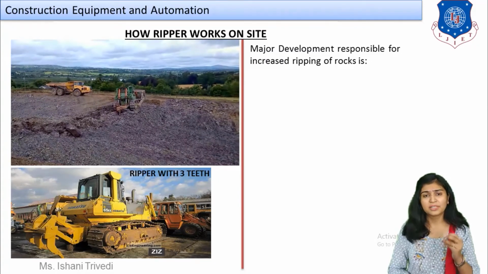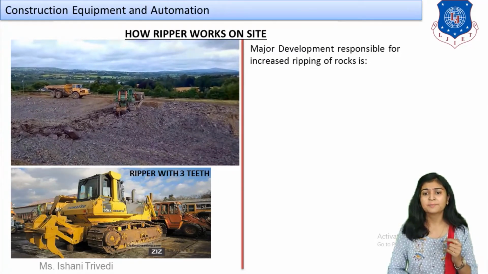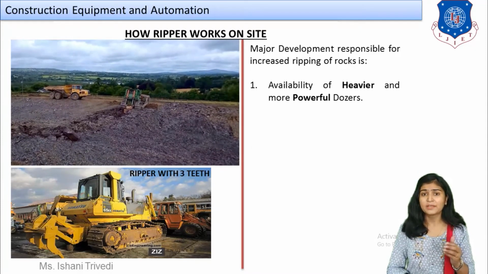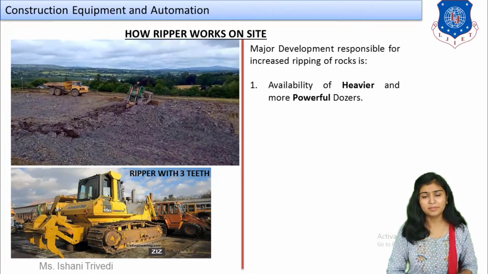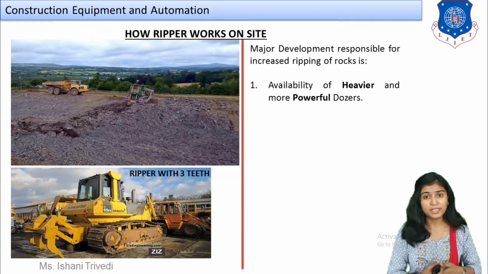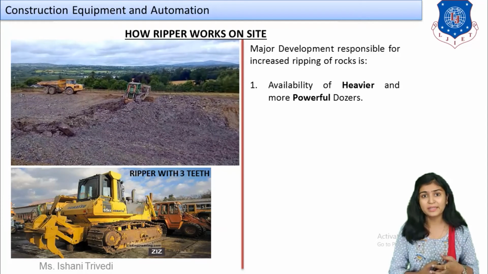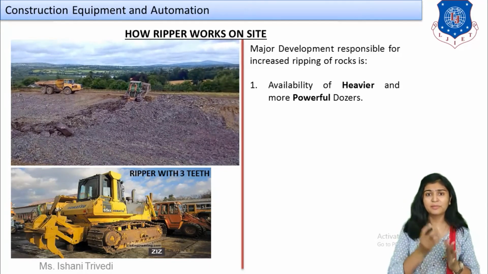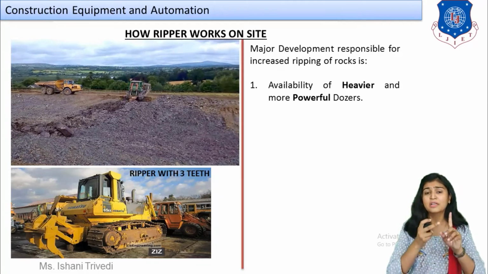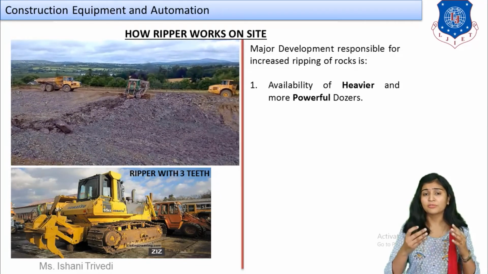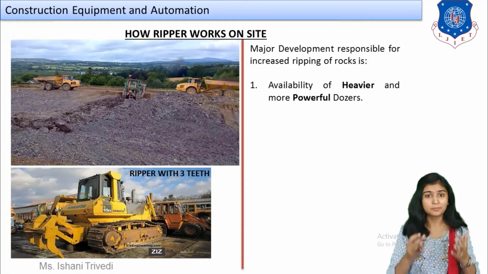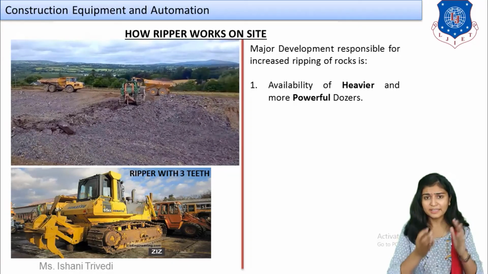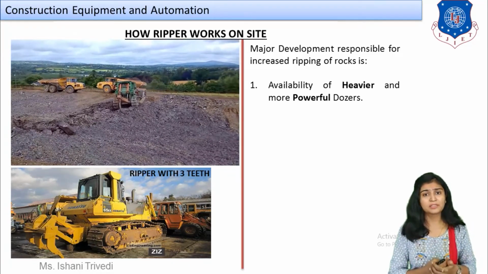Now we have to discuss certain theoretical points. What is the major development responsible for increased ripping of rocks, right? Now this can also be used for mining purposes, right? Mining has very much scope these days. It is increasing day by day. For mining purposes, for aggregate crushing, for removing the layer of the soil, for various purposes, ripping of rock is becoming popular these days. So we have to study the theory of why this development has occurred.